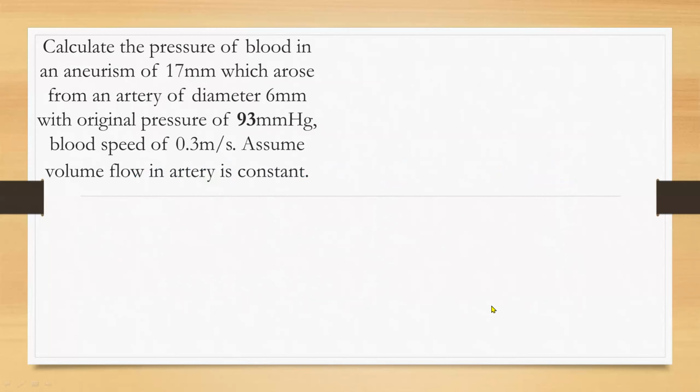Now we have to calculate the blood pressure in aneurysm. So aneurysm is the opposite of stenosis. Aneurysm is the increase in the diameter of an artery, whereas stenosis is narrowing of the artery. So an aneurysm of 17 millimeter arose from an artery of diameter 6 millimeter. As we said, the diameter has significantly increased, almost tripled, and original pressure was 93 and blood speed was 0.3, and volume flow is constant.